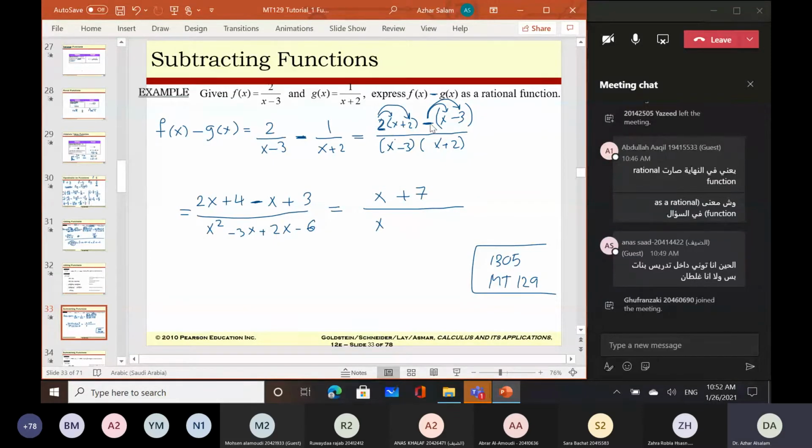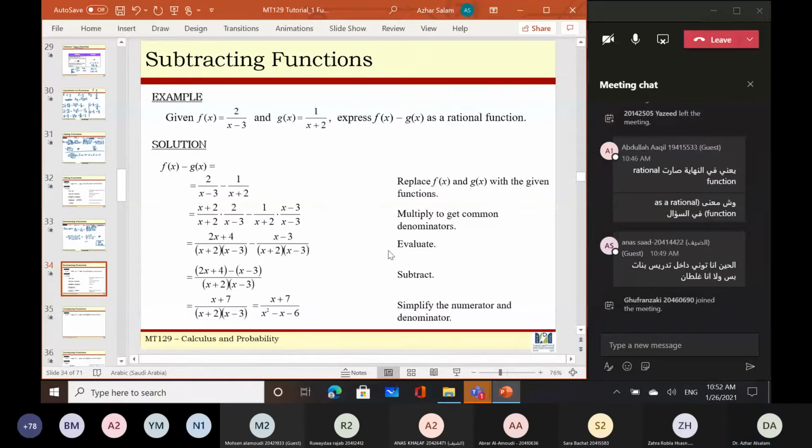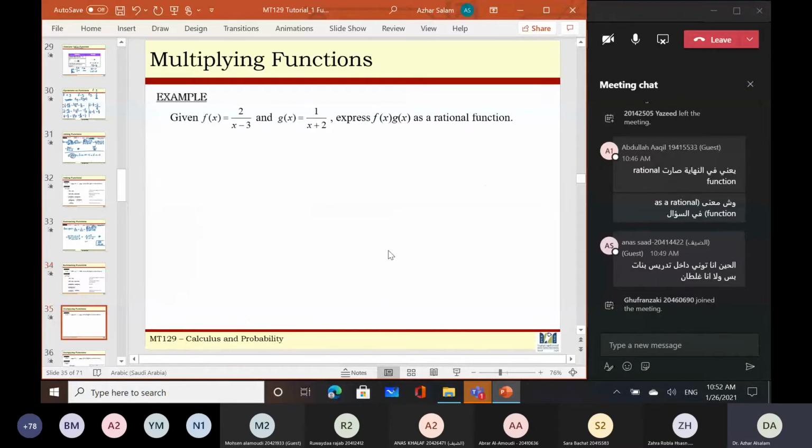Do you see the difference? The only difference between addition and subtraction is just in the numerators. In the denominator nothing changes, exactly the same as finding a common denominator. The only difference will be in the numerators. Here minus x minus 6. Okay, this is the simplest form. This is the rational function in the question. This is the answer in your slides.